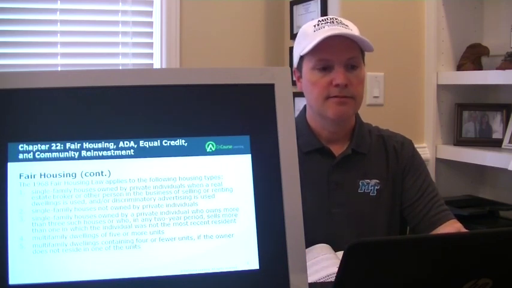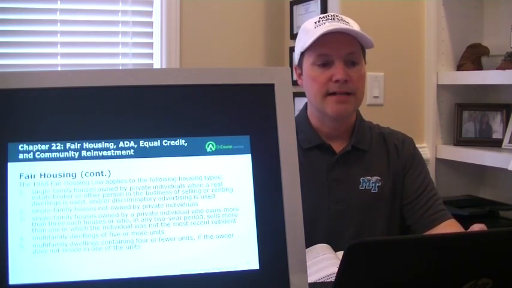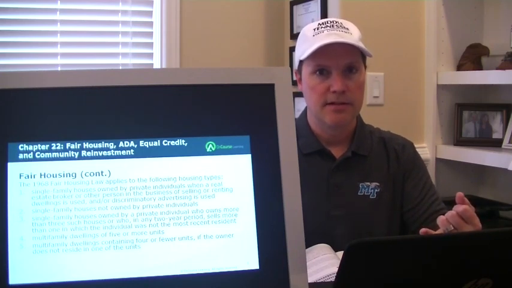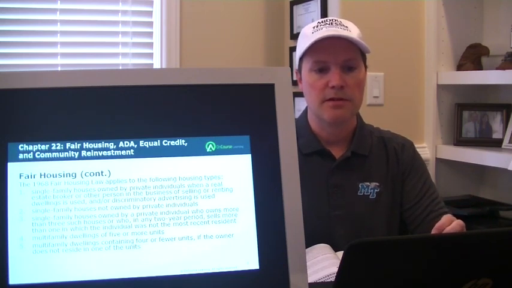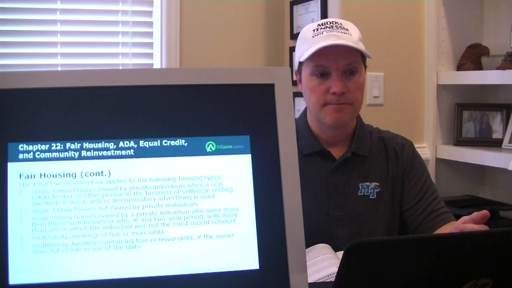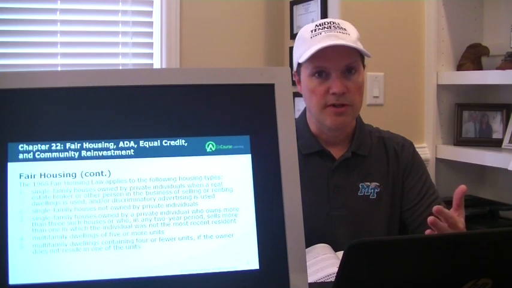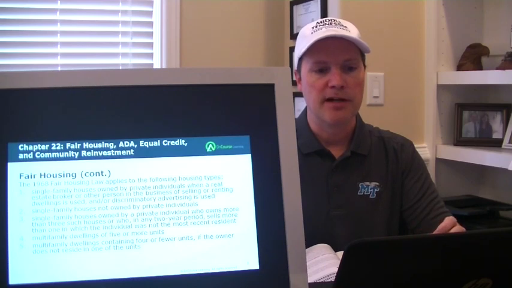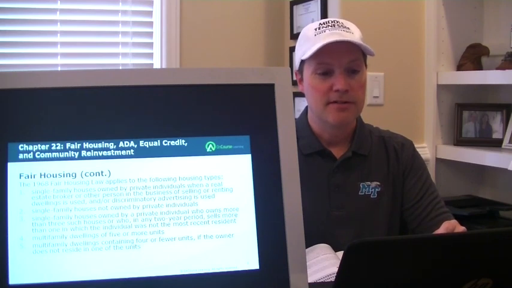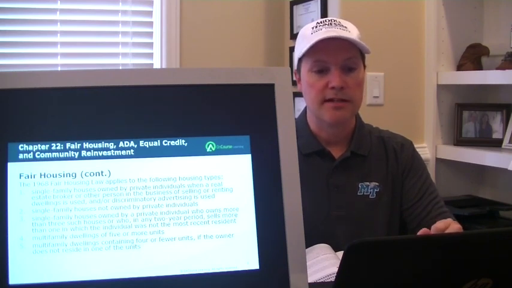In 1968, the fair housing law applies to the following housing types. Number 1, single-family houses owned by private individuals when a real estate broker or other person in the business of selling or renting dwellings is used, and/or discriminatory advertising is used. Number 2, single-family houses not owned by private individuals. And then single-family houses owned by a private individual who owns more than 3 such houses, or who, in any 2-year period, sells more than one in which the individual was not the most recent resident.